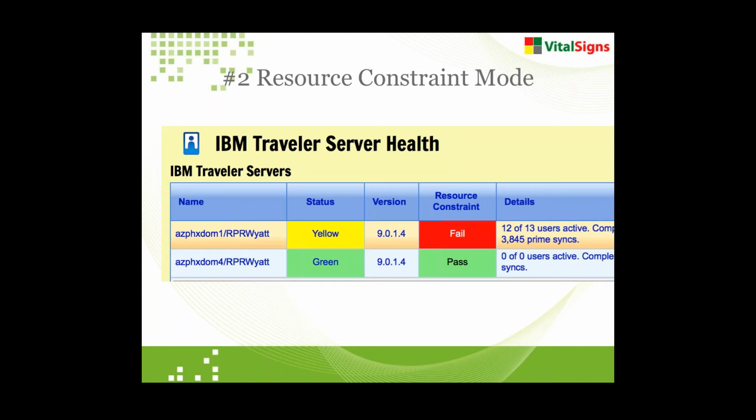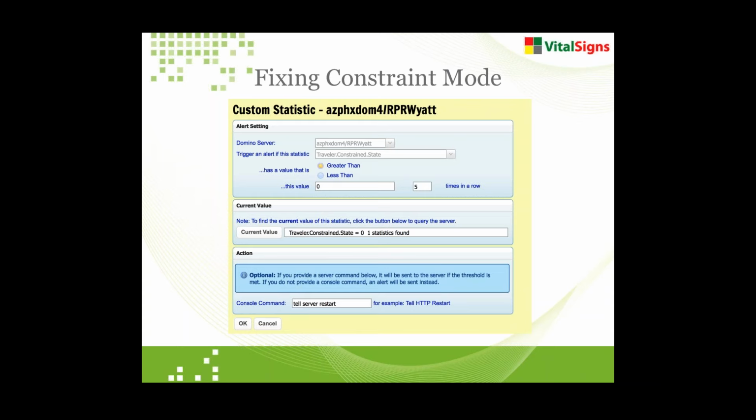In terms of whether your Traveler server is running in resource constraint mode or not, we'll just query the server every time, put it in one of our columns in the dashboard here, and if it's a fail, that will send out an alert. And if it's a pass, we just leave it alone, and then we query it again the next time. You also have the option of taking a proactive step in the case of constraint mode.